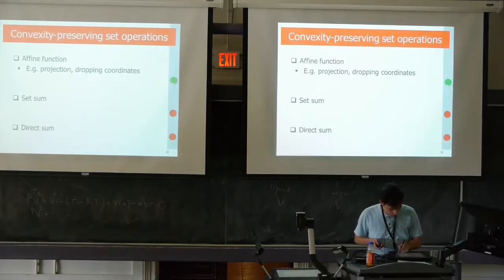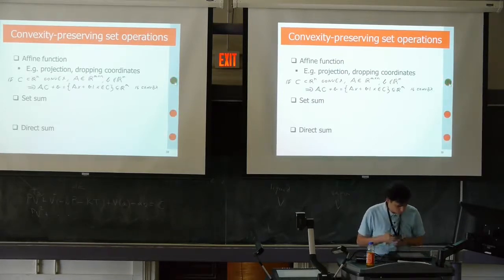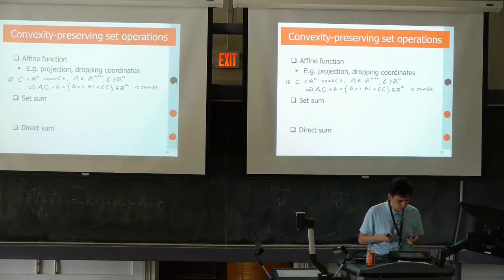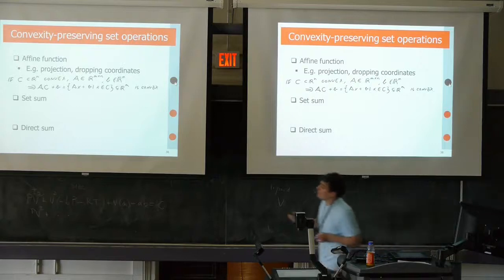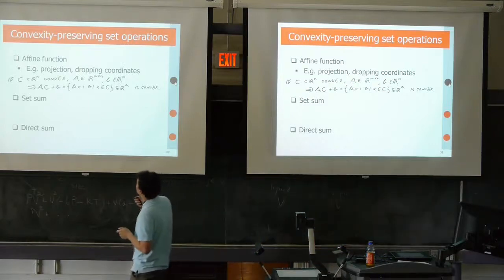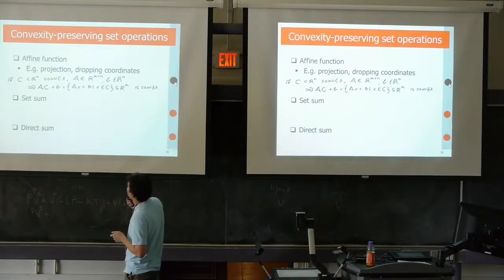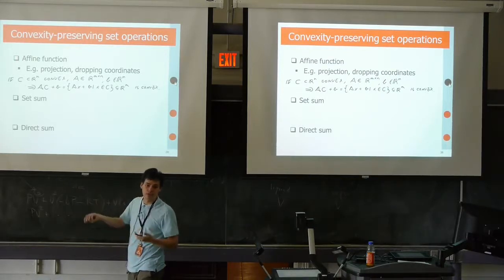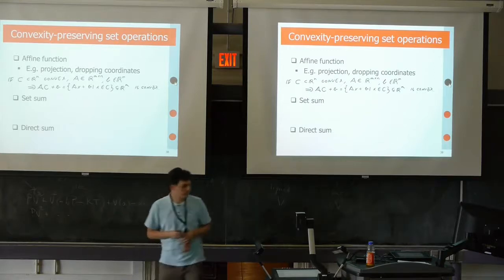Okay, other convexity preserving set operations are the affine function. So if the affine function is defined by this, that A is a matrix, B is a vector, and the affine function is A times X plus B. And if C is a convex set, then its image, affine image, will be convex set as well.